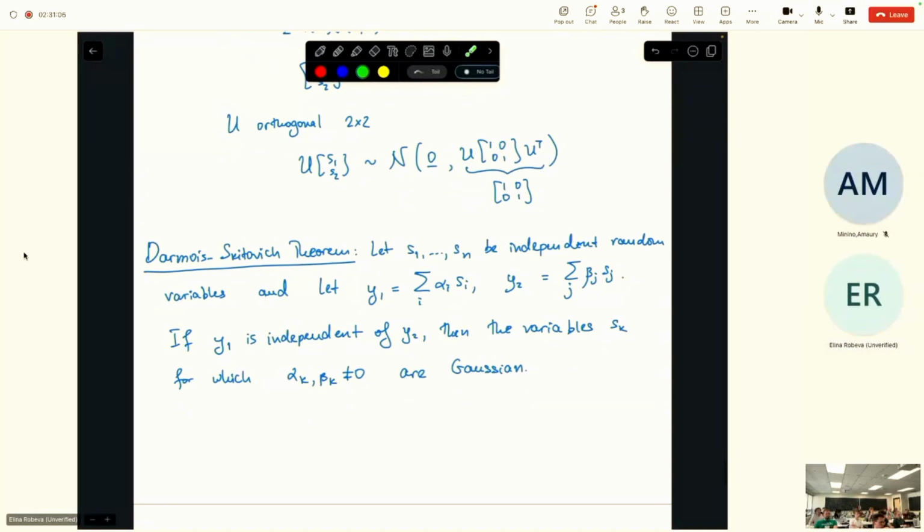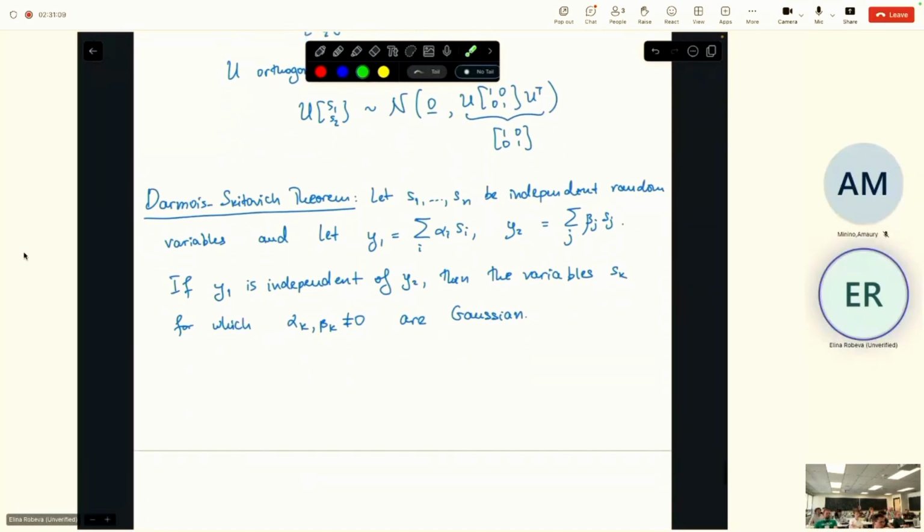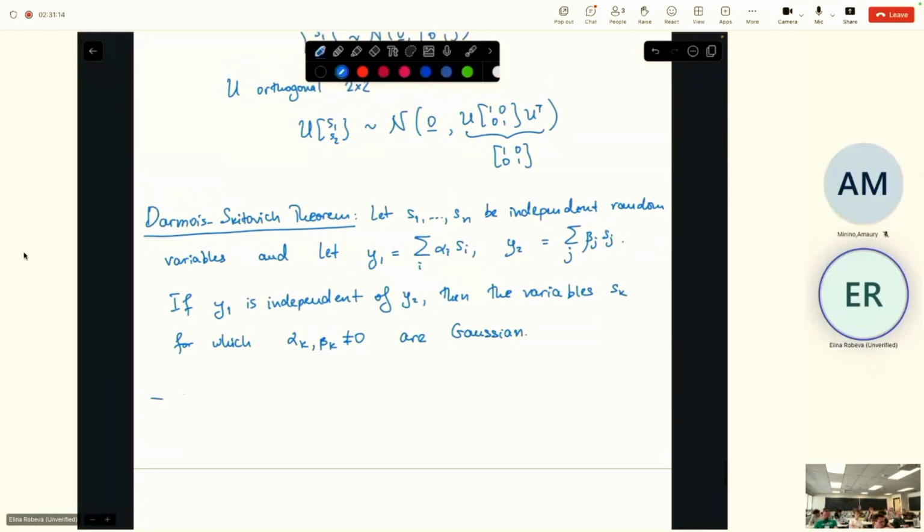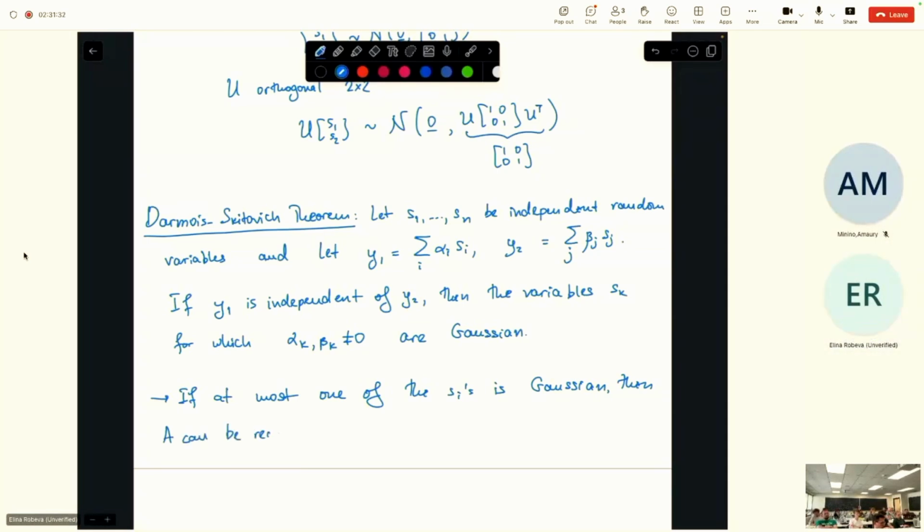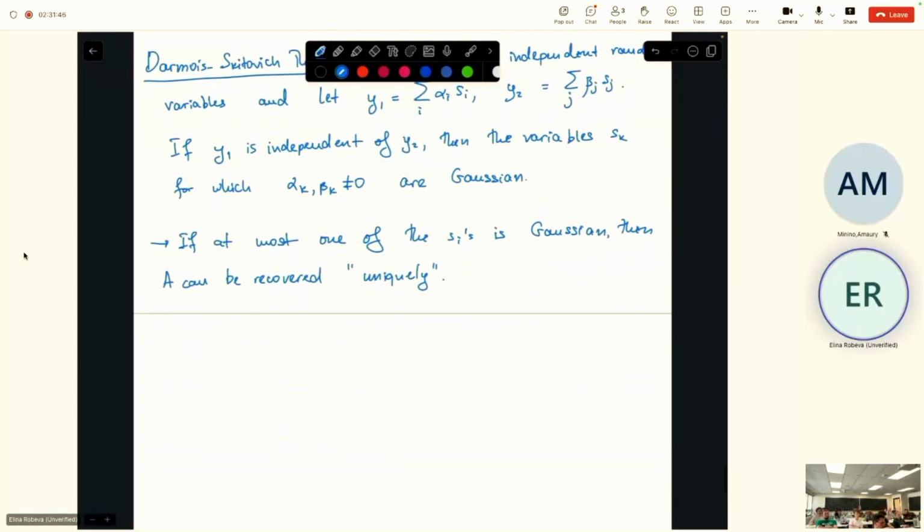And then it turns out the result that follows from this, though maybe not super obvious, is: if at most one of the S_i's is Gaussian, then the matrix A can be recovered uniquely, which means up to permutation and scaling of its columns. And one way to recover it is via tensor decomposition. So let me try to explain how to do this.